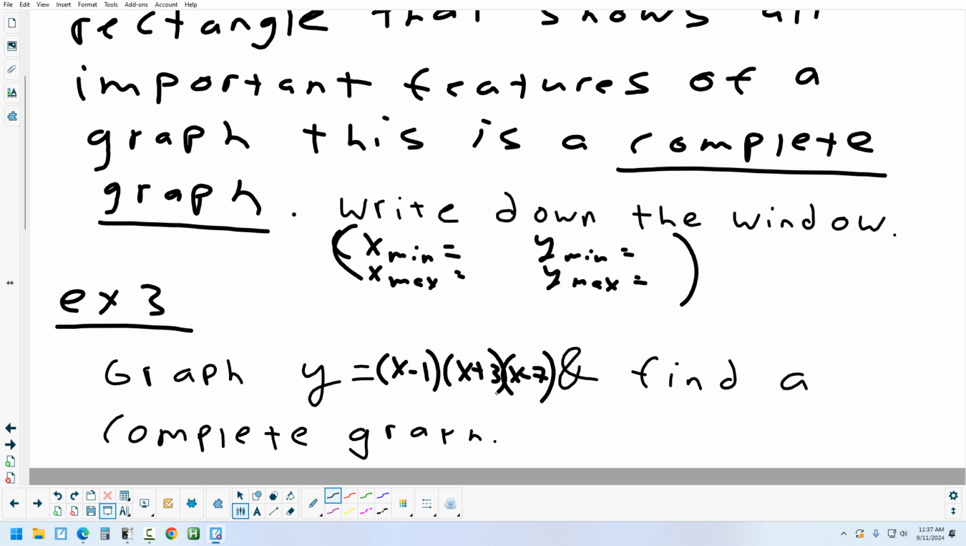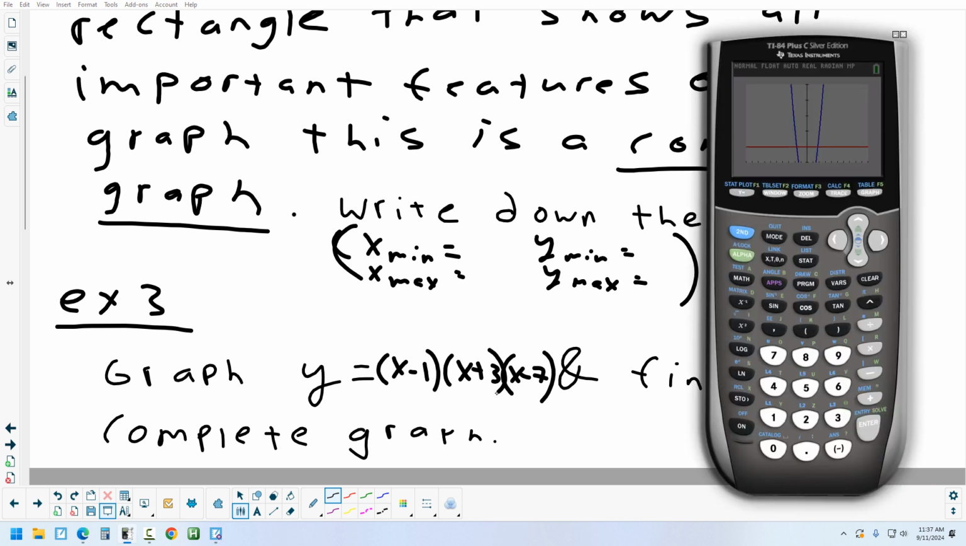And we're going to learn a little bit later on that the highest exponent tells you a lot about what the graph is going to look like. Because the highest exponent in that, if I FOILed it all out, would be x to the power of 3. It tells me the graph could cross the x-axis 3 times. Compared to a parabola, a U-shape, is x to the second power. It can only cross the x-axis up to 2 times. So this could cross up to 3 times. All right, let's type it in.